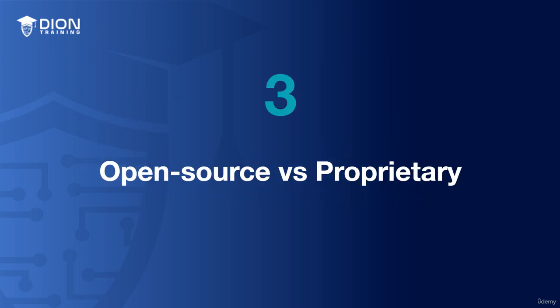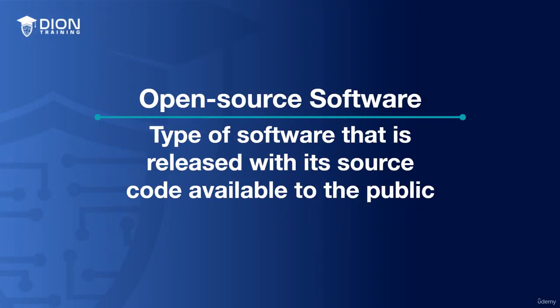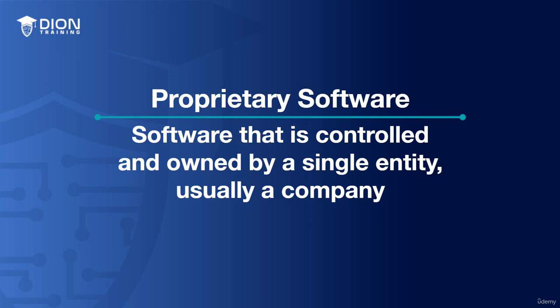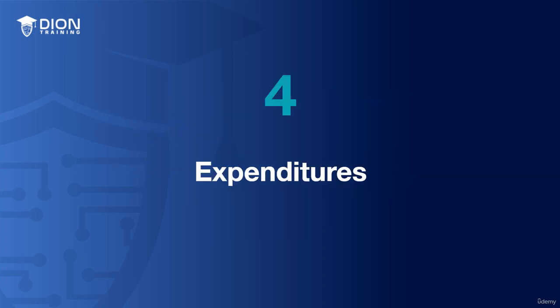Now, third, we have the differences between open source and proprietary technologies. Open source software and technologies are a type of software that's released with its source code available to the public. This means that anybody can access it, modify it, and distribute the code, provided that they adhere to the licensing agreement. Proprietary software, on the other hand, is software that's controlled and owned by a single entity, and it's usually going to be some kind of company or corporation. The source code of proprietary software is not available to the public, and it can only be used under specific license agreements.